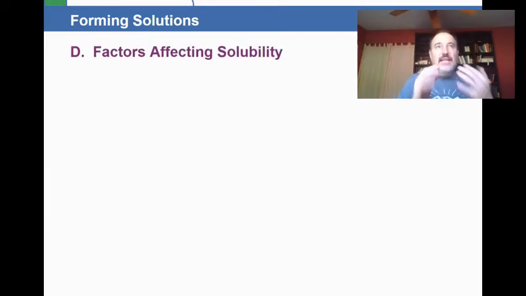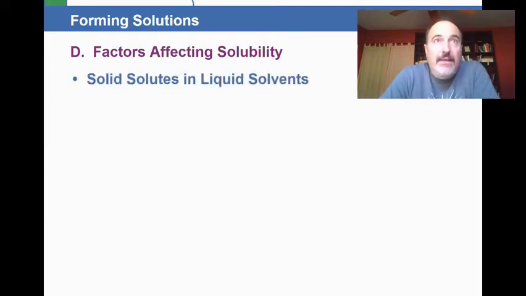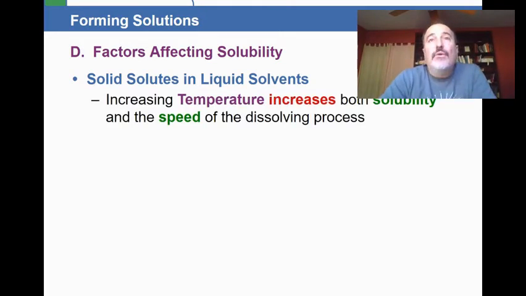Now, the next thing I want to talk to you guys about are the different factors that affect solubility. Now, first of all, we're going to look at solids dissolving in liquids. Think salt or sugar dissolving in water. Now, increasing the temperature, as I mentioned before, increases both the solubility and it also increases how fast the solute will dissolve. All right. So, you take hot water or cold water, you throw sugar into both, the sugar is going to dissolve faster in the hot water than it will in the cold water. It also will dissolve more of it.